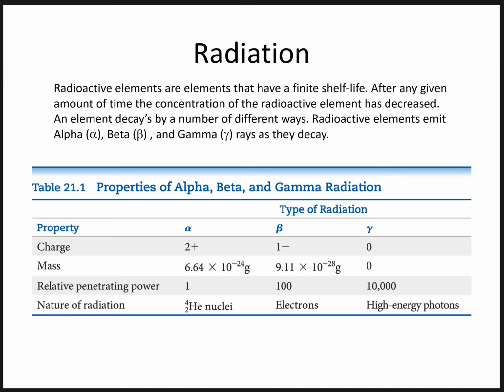Nothing really else happens. Gamma radiation is actually just energy. It's pure energy in the form of a photon, and it can go through any and everything. It's 10,000 times more penetrating than an alpha particle, and the only way to protect yourself from gamma radiation is to put as many particles between you and the gamma radiation source as possible. Gamma radiation is always accompanied by alpha and beta decay. You're always going to get some amount of energy from a nuclear decay reaction.